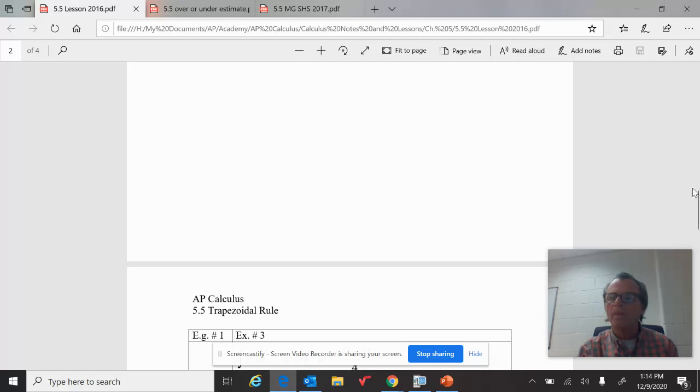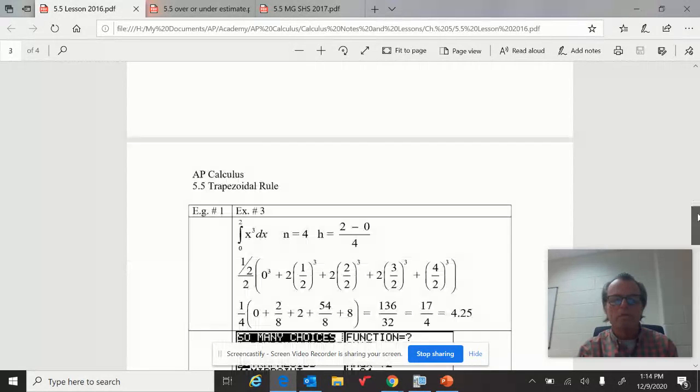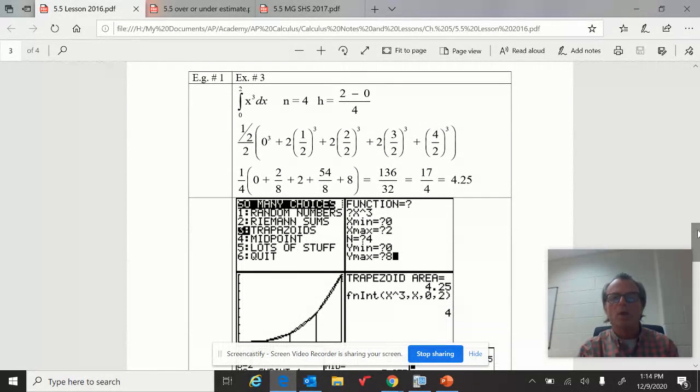So example 3 is this. You want to approximate the area under x cubed from 0 to 2, and they specify you want 4 intervals. So if you want 4 intervals from 0 to 2, delta x would be a half. Okay? So here's your delta x, 1/2 there. And then this 1/2 has been factored out from averaging those bases.